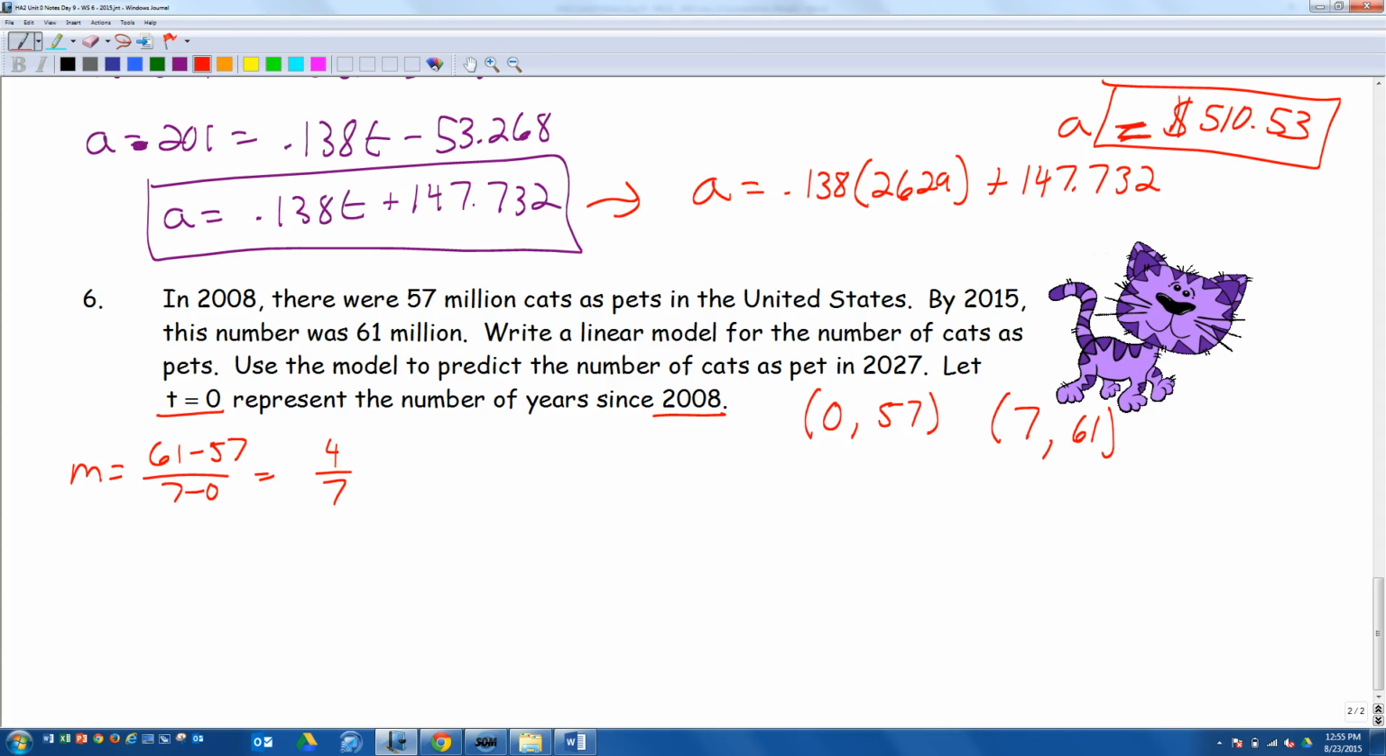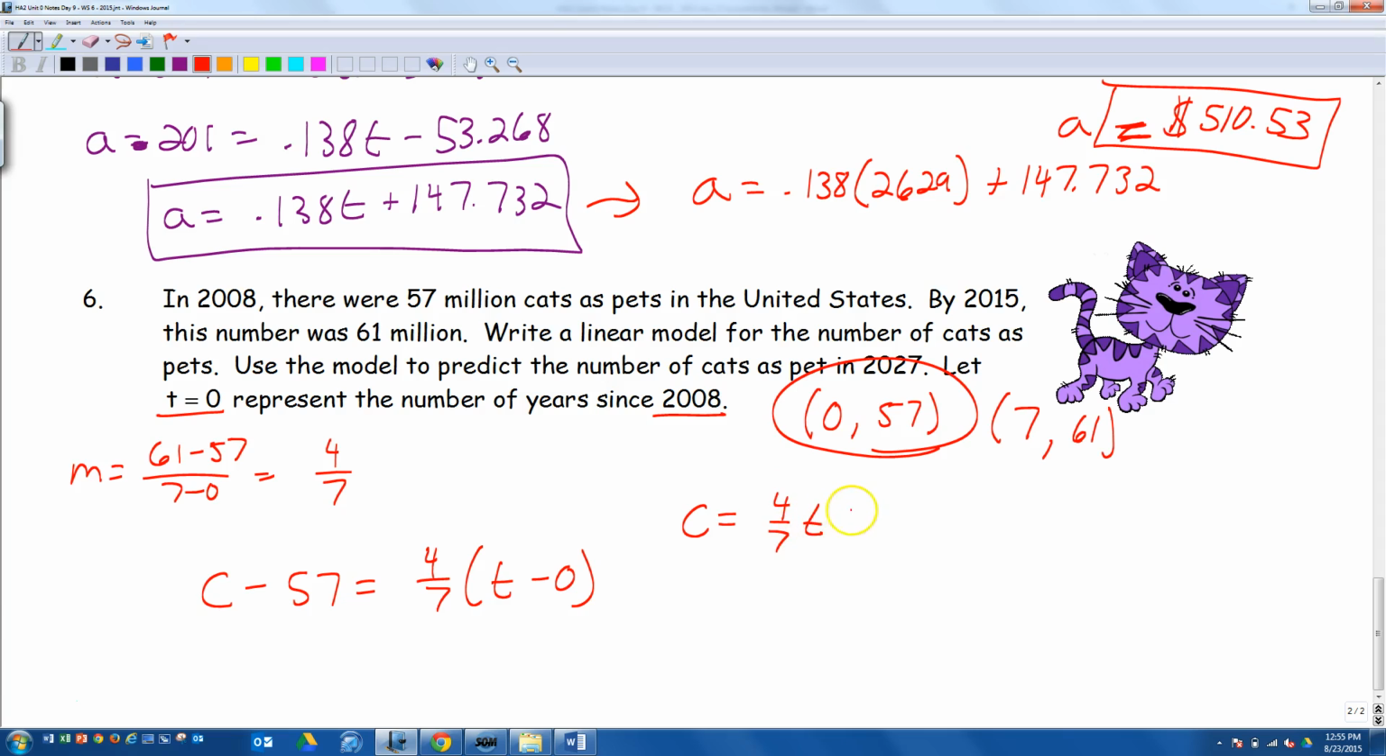Now you can use point slope form, or actually you can use slope intercept form because that's actually an intercept because it's 0 comma. But I'm going to just keep using point slope form. Cats minus 57 million equals the slope of how it's changing, times t minus 0. So we get our model: the number of cats per year is equal to 4/7 t plus 57. So there's our model, and now we can estimate 2027.